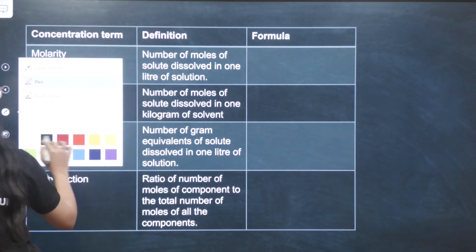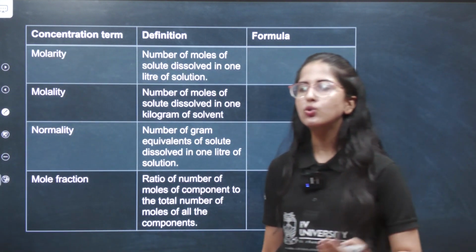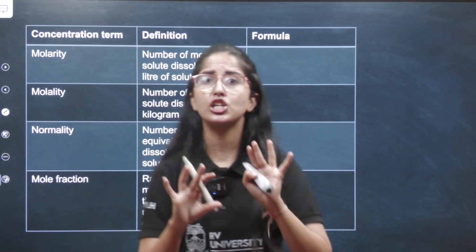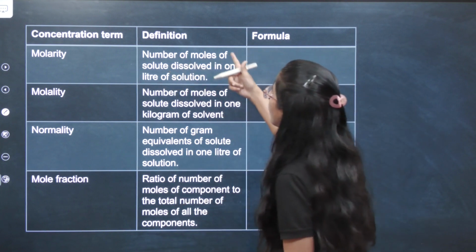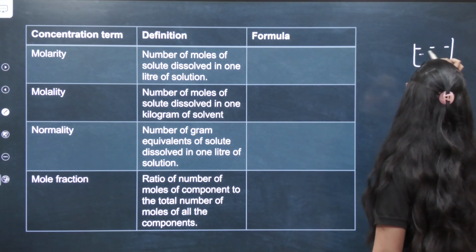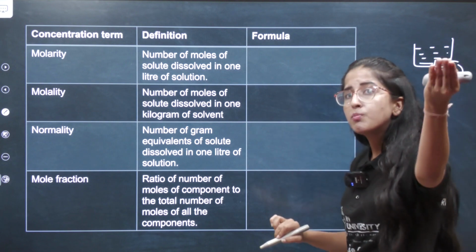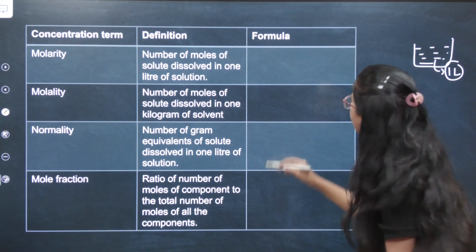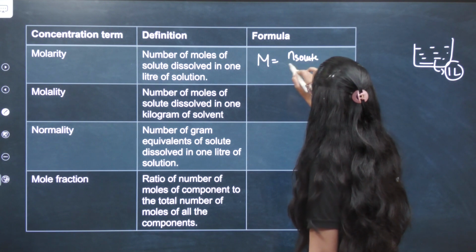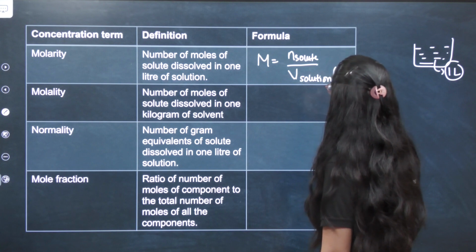First concentration term is molarity. So in this molarity, what are they doing? They are trying to tell you how much amount of solute and solvent are present. Simple. Composition of a mixture. So see, it says number of moles of solute dissolved in 1 liter of solution. So you have one solution here. It is 1 liter. In this 1 liter of solution, how many moles of solute are there? So it will be number of moles of solute divided by volume of solution in liters, it must be there.